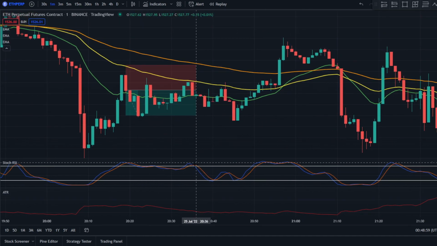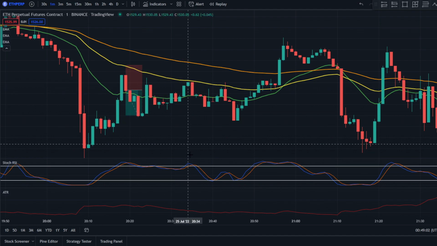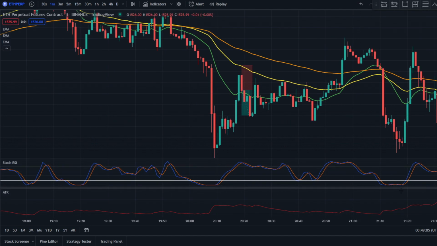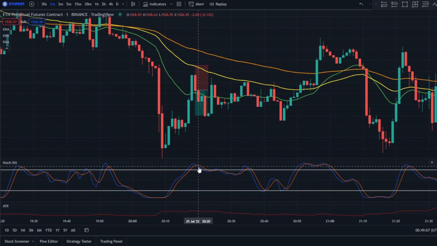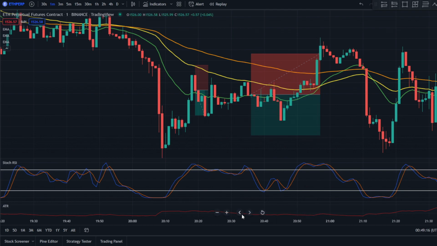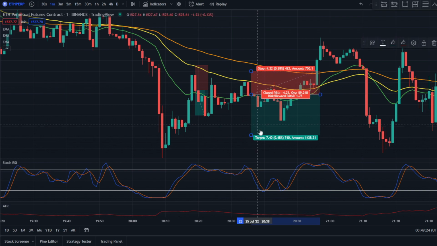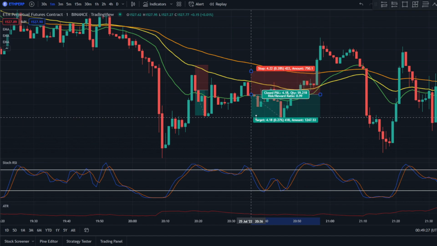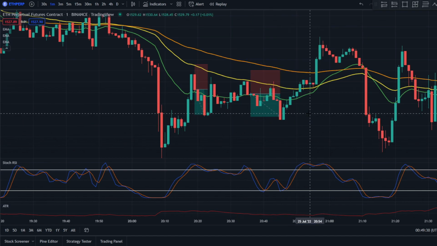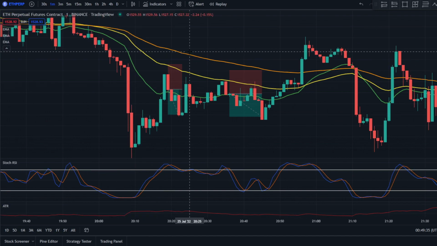You're going to wait for another crossover, and the other crossover is right here where we have the blue line crossing below the orange line above the 80 line. ATR value is 2.8, so we have 1.5 times 2.8 will give us 4.2 stop loss, and we have a 1:1. The main thing for this strategy is you're trying to aim for the small scalps, because we're trading on the 1 minute time frame.